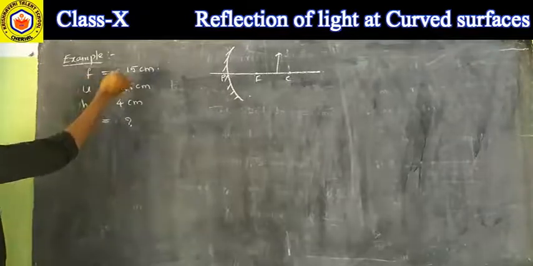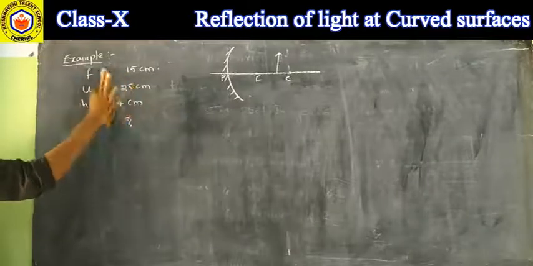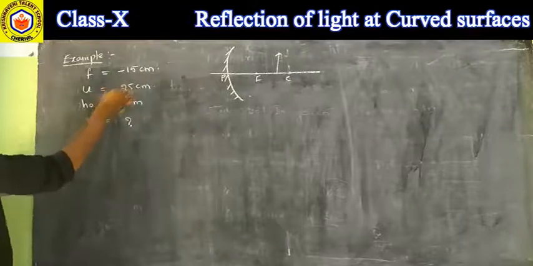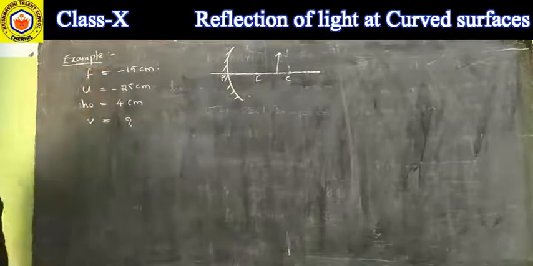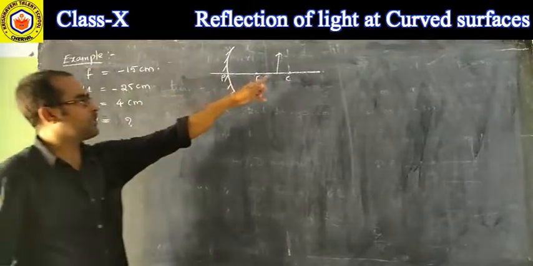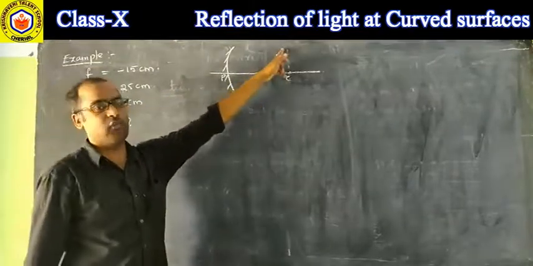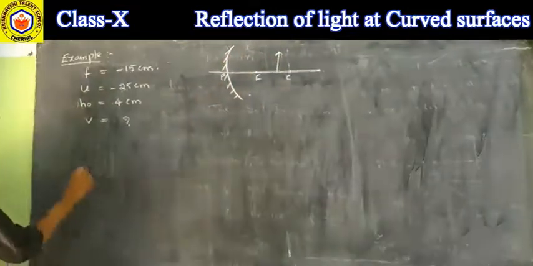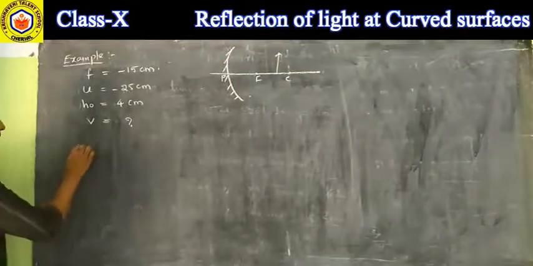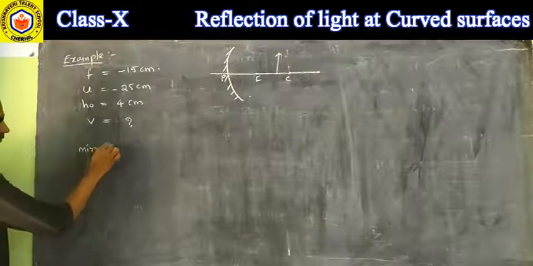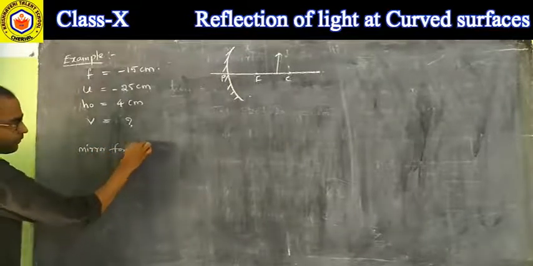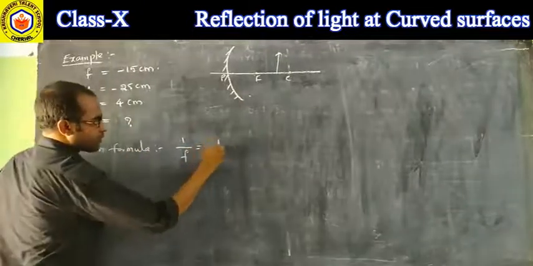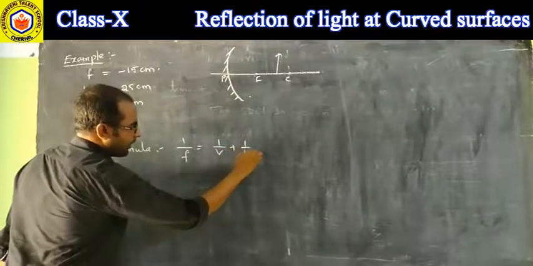Focal length for a concave mirror is negative. Object distance is negative, and height of the object is positive, because we measure the height from the principal axis upward, above the principal axis. So positive. And from the mirror formula, 1 by F equals 1 by V plus 1 by U.